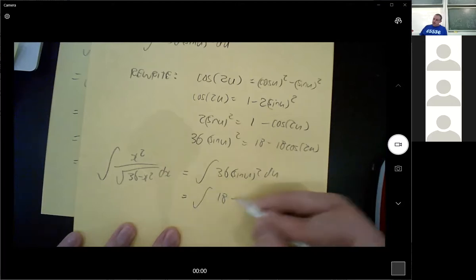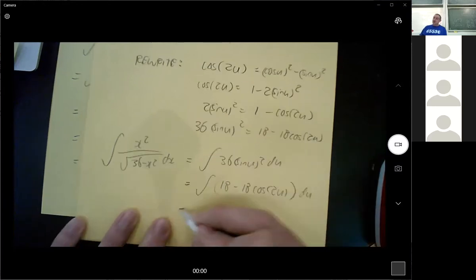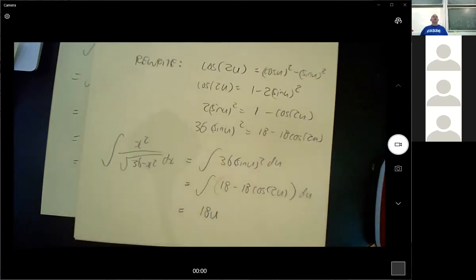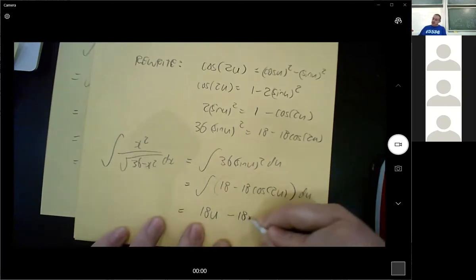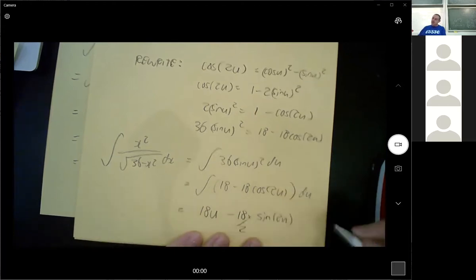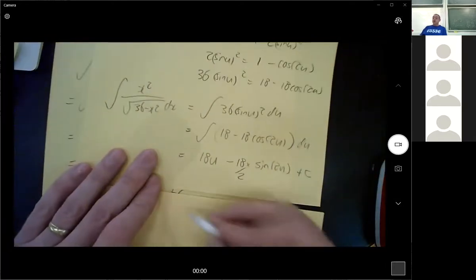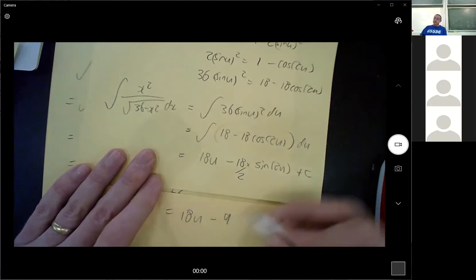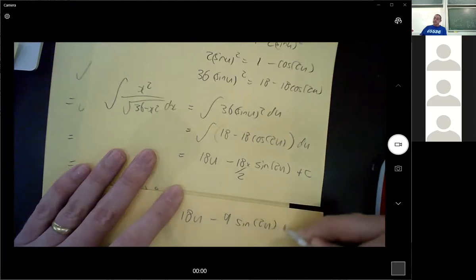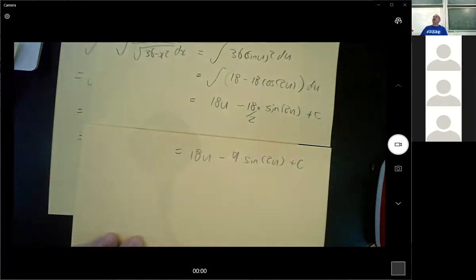18 minus 18 cos 2u. And the 18 will become an 18u, because if I differentiated 18u, it would give me just 18. This 18 is times on, it will still be there. The integral of cos is sine, and I'll have to divide by that too. So the integral is done. But I still need to figure out how to put the x's back.